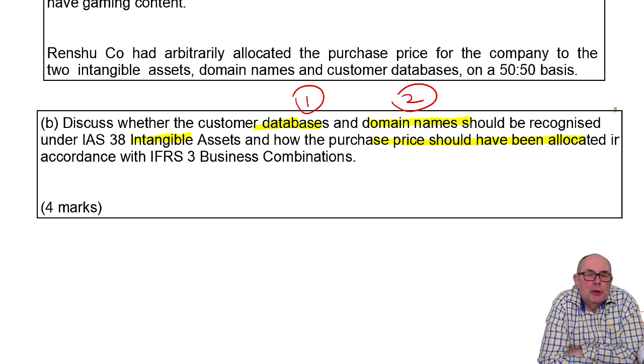In your mind, you should be saying an intangible is something that is separable or gives legal and contractual rights. So I'm thinking probably a database might give contractual rights. I'm thinking domain names can be separately sold, so they both sound like intangibles. Now I'll go and read the scenario. So if you need to, please pause the recording while you read the scenario.